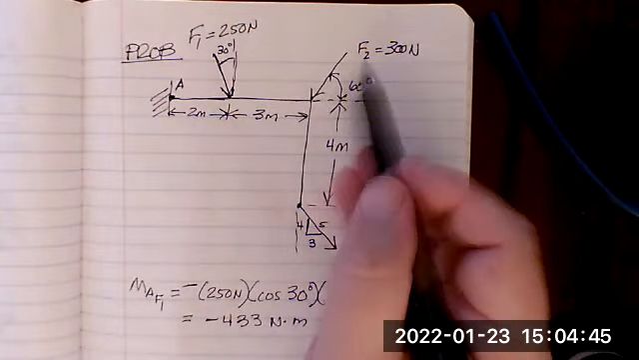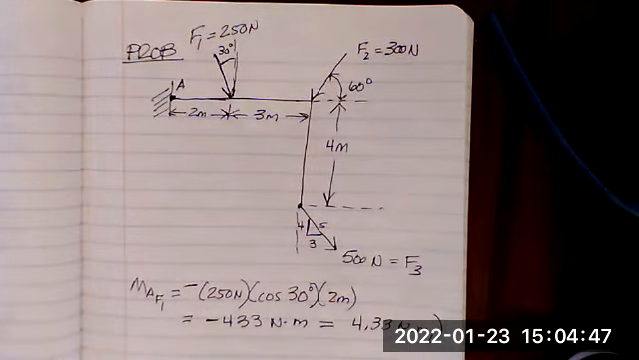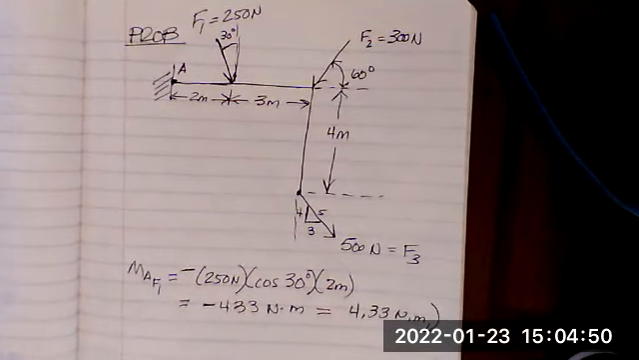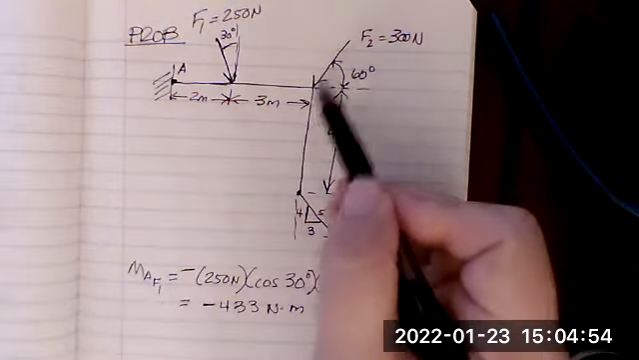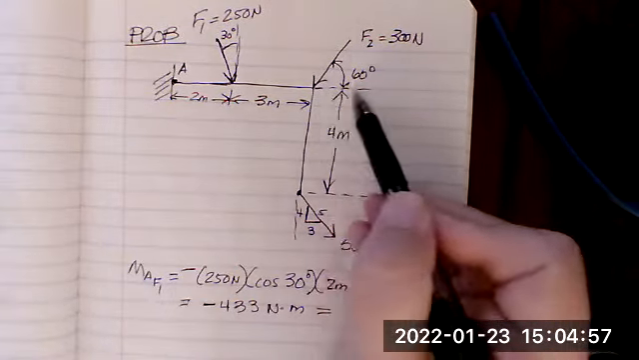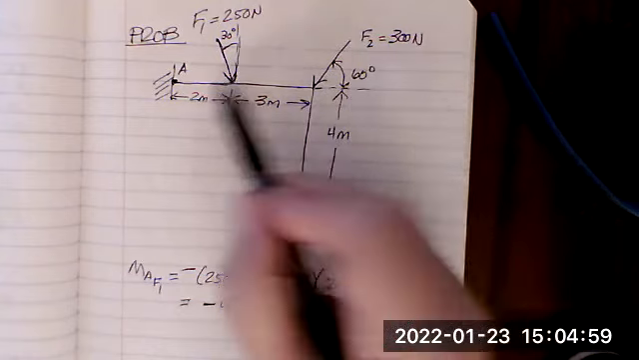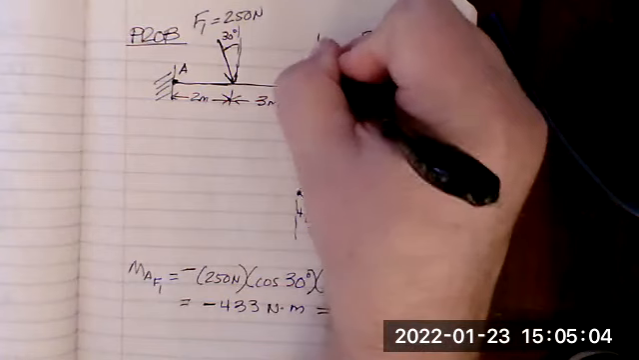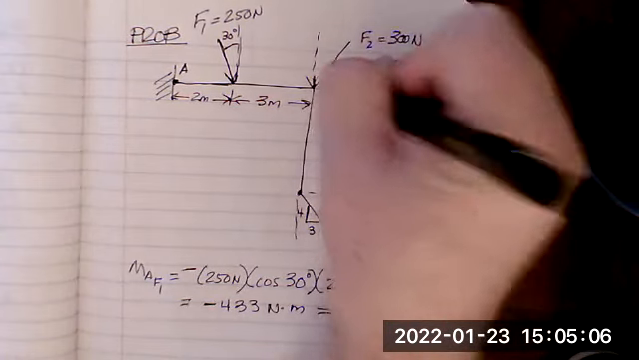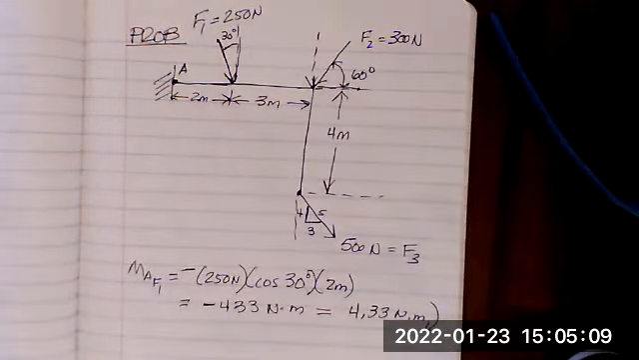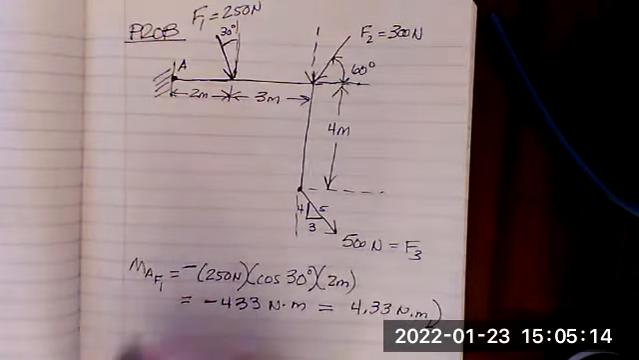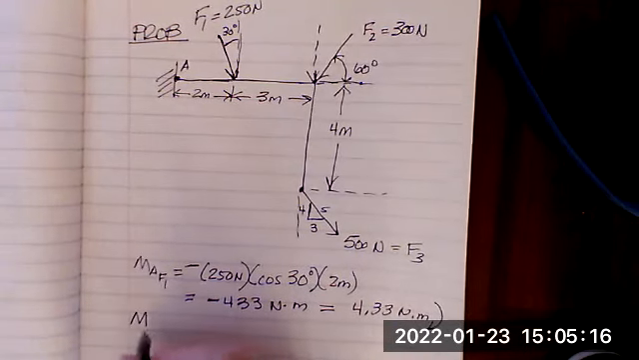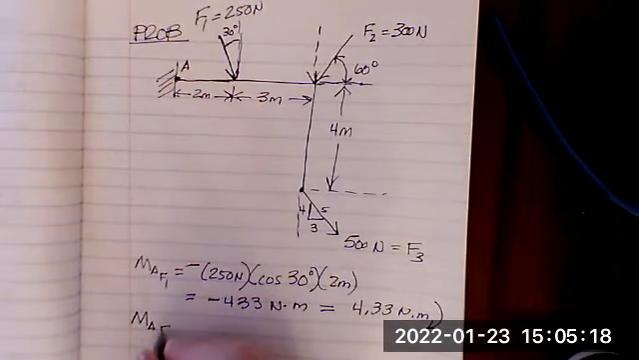Let's look at this next force here. It's going to be kind of hard to see here, but again, the horizontal component of this force is not going to create a moment about A. So only this vertical component will. The horizontal component will not contribute to the moment. So here we're going to have the moment about A with respect to F2.